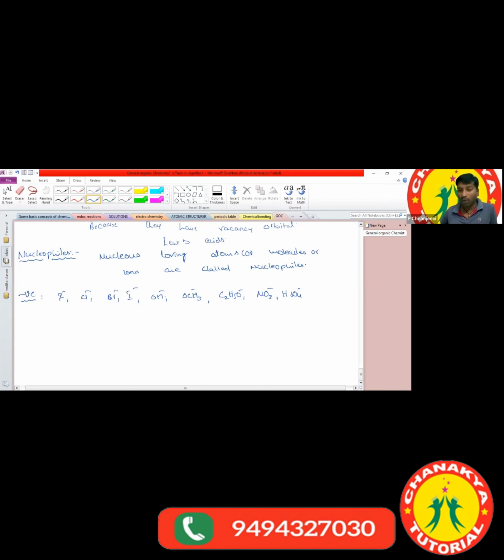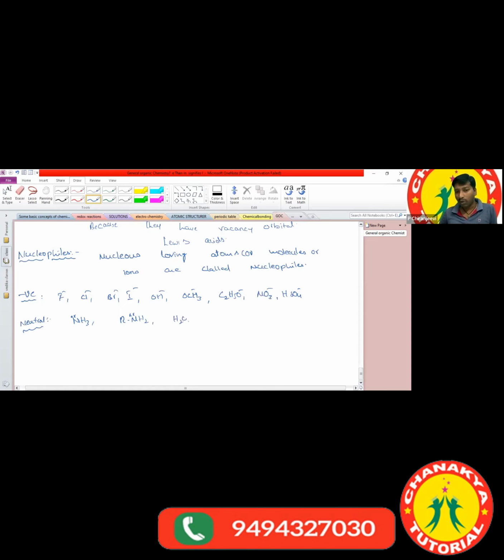And neutral nucleophiles are also there. What is meant by neutral nucleophiles? The atoms or molecules which have a tendency to donate a lone pair of electrons. Examples of neutral nucleophiles are ammonia, NH3, and primary amines, R-NH2. They act as neutral nucleophiles because they have a tendency to donate a lone pair of electrons. Simply, all Lewis bases act as neutral nucleophiles.